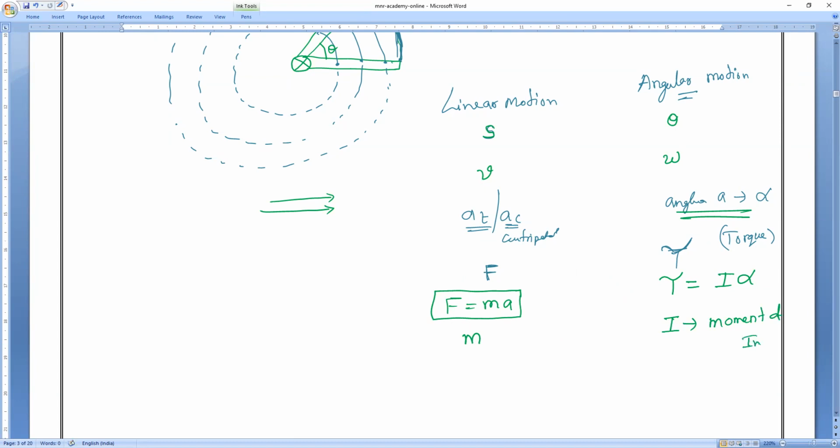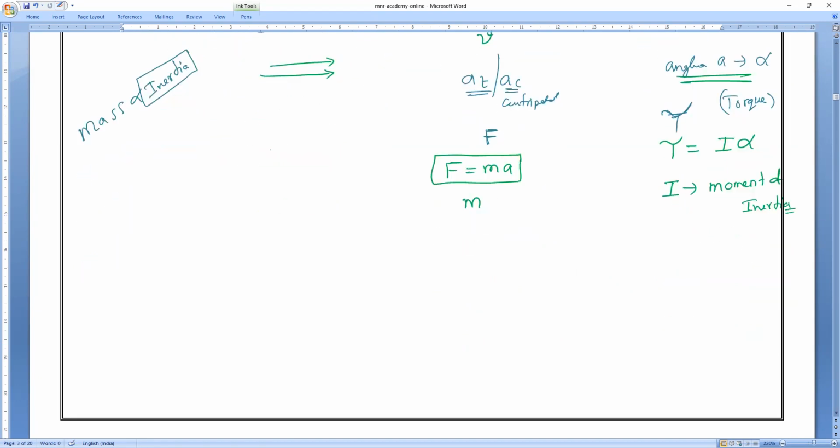Inertia is directly proportional to something. Anybody can tell me? Newton's first law of motion. Mass is directly proportional to inertia. Inertia means opposing a change in its position. Am I right, everybody? Clear?